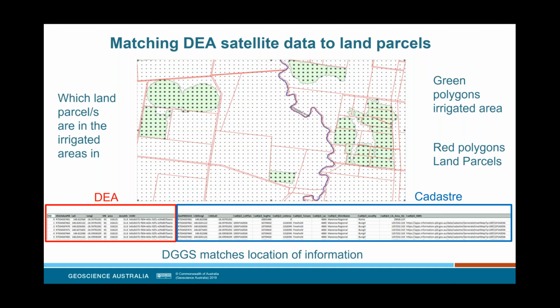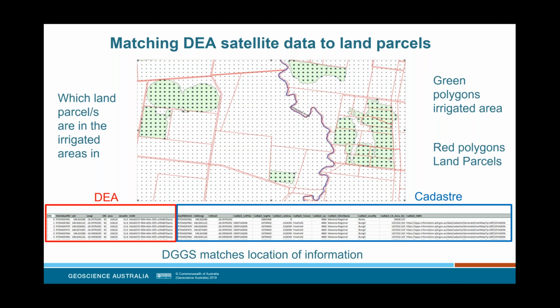data products coming out of the DEA, being the irrigated patches, or the observed irrigated areas of land, determined by a different statistical analysis of the satellite data. And we're able to again take that and compare that with the cadastre information. And what you can see on the screen there, you've got a whole bunch of red polygons being the cadastre, and you've got a bunch of green patches being the irrigated land, or the observed irrigated areas.